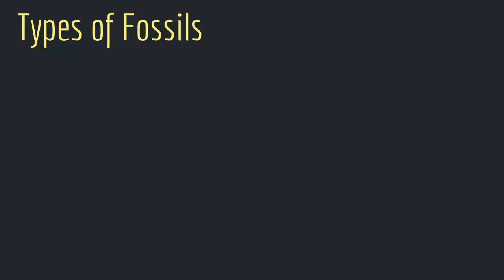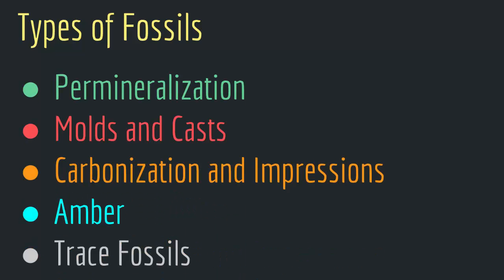We have several types of fossils, or several ways that we can get fossils. These ways are permineralization, molds and casts, carbonization and impressions, amber, and trace fossils. Through all these ways, we can get fossils. So let's look at each of these in more detail.